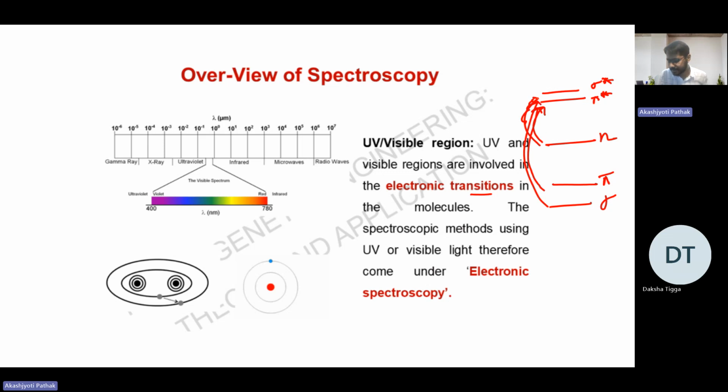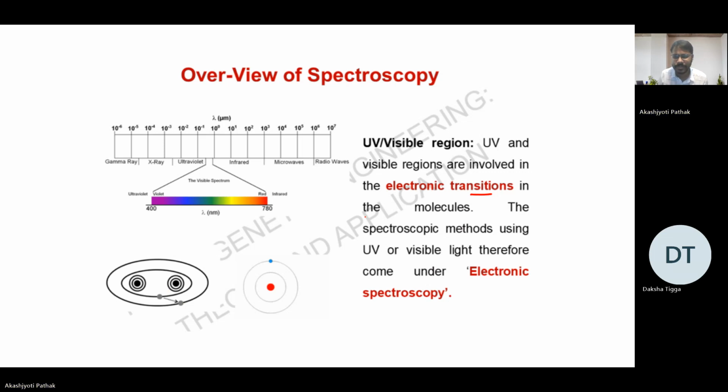So there can be different electronic transitions that are observed when you excite the molecule with energy which is lying in the UV visible region. These are the electronic transitions: pi to pi star, n to pi star, sigma to sigma star. Electronic transitions mean what? Your electron is transitioning from one orbital to the other orbital. This transition will take place when you excite the molecule with UV or visible light.